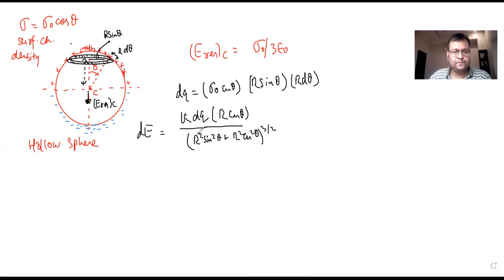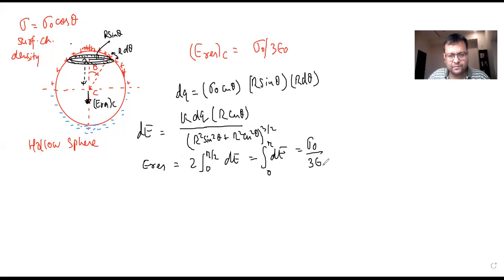Please go through. And this can be integrated from what to what? 0 to pi by 2, and we'll double it, or 0 to pi. Okay, 0 to pi by 2 and then double, or directly integrate 0 to pi, it is the same thing. E resultant can be written as integral of dE from 0 to pi by 2 or 0 to pi. So the result that you will get is sigma naught by 3 epsilon naught. Go through it, please.